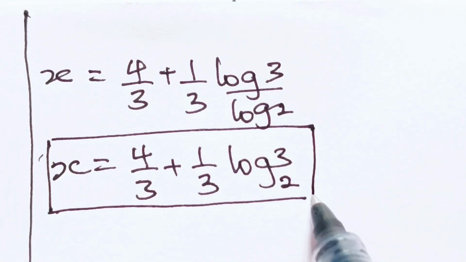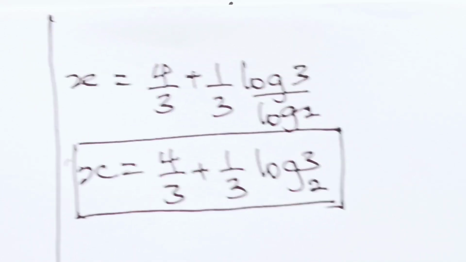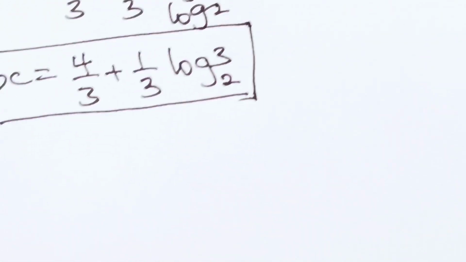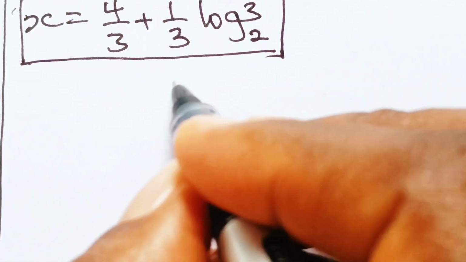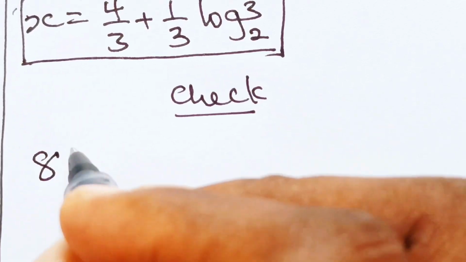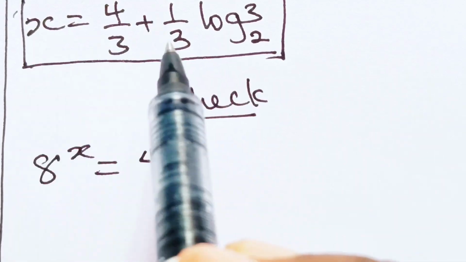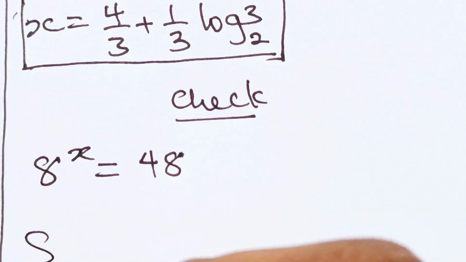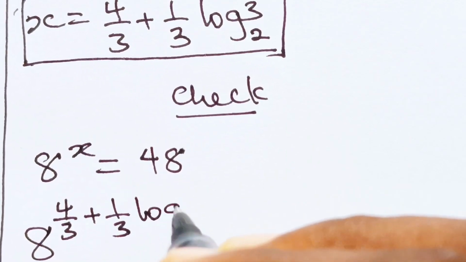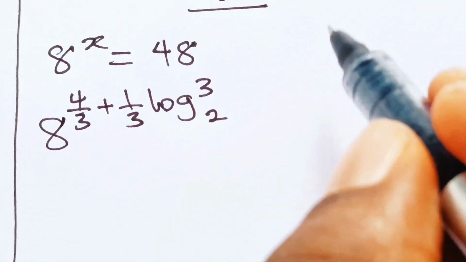Now to the most interesting aspect of this video, let's prove that the answer is right. So this is the question, that 8 to the power of x is equal to 48, right? So let's check that 8 to the power of x is equal to 48. Now this is our x, so I'm going to copy that. 8 to the power of 4 over 3 plus 1 over 3 log 3 base 2 is equal to 48.